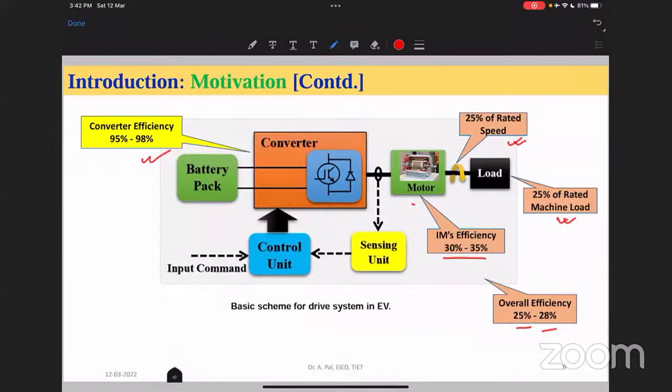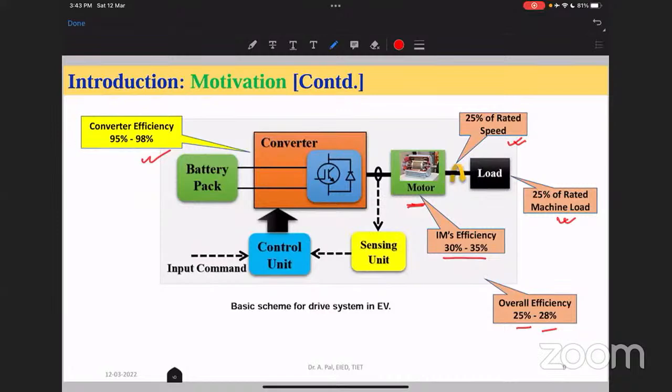So that means if such type of machine is used in electric vehicles, then we can find that the battery that is used as the source of energy for these machines will be wasted most of the time to cater to the losses. The battery gives all the energy to cater to the losses.